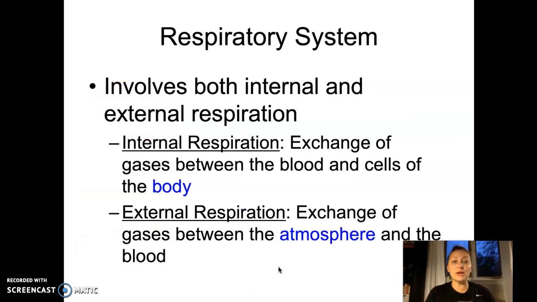So, internal respiration is that last part we were just talking about, where the oxygen goes onto the cells, and the carbon dioxide comes off of your cells and goes onto the blood cells and then is going to head away. That's internal respiration, where it's happening at your tissues, right? What your blood is doing at all of the tissues in your body.